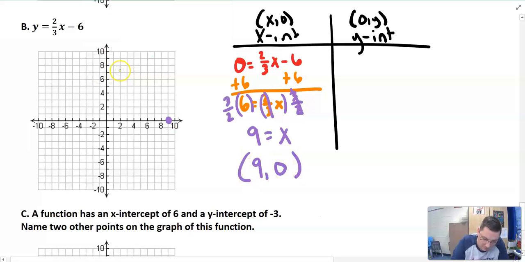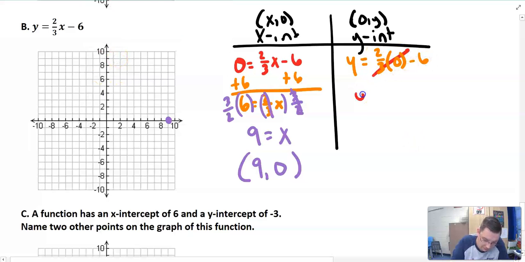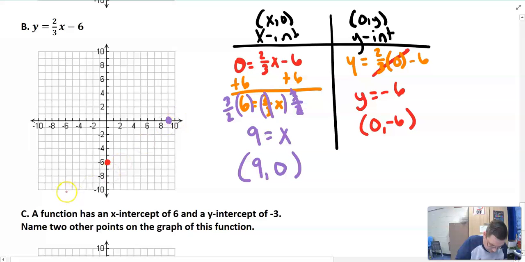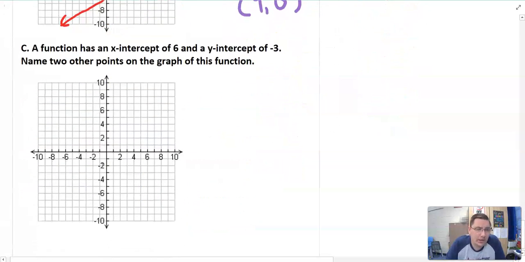When we do it for the y-intercept, so we're going to have y is equal to 2/3 times 0 minus 6. This one's going to be very quick because the 2/3 times 0 is 0. So y is equal to -6. And so our intercept is at 0, -6, meaning my point is there. And again, we will use a straight edge to draw our line coming through those 2 points. That's it. Again, if we're asked to graph, find your 2 intercepts, plot those 2 points, draw the line between them. Use a straight edge to get your line straight. That's it.